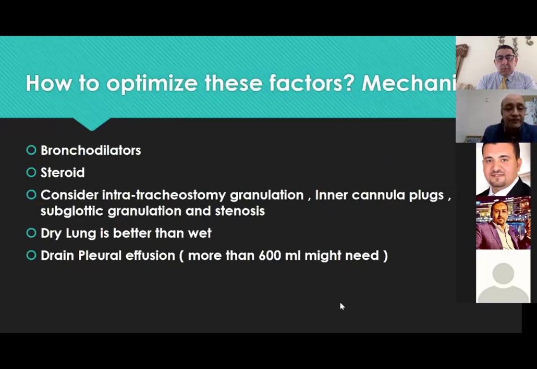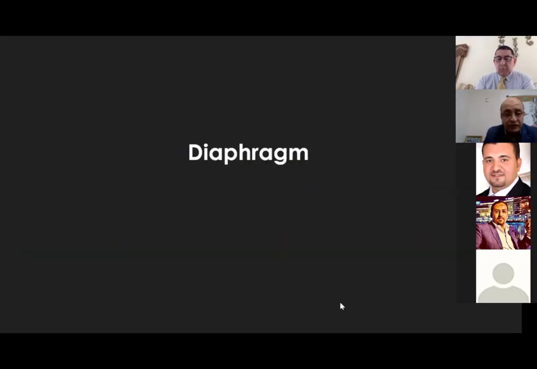How to optimize the factors, as I mentioned, don't forget to use the bronchodilators before and after the extubation or weaning. Consider the intratracheostomy or down to the tracheostomy inner cannula plugs or granulation tissue. Dry lung is better than wet lung, and you drain the pleural effusion if it's a significant effusion.